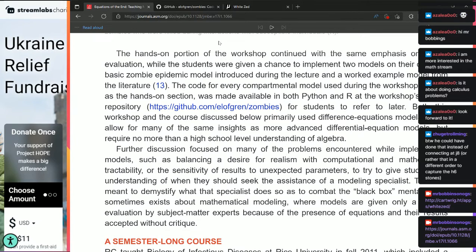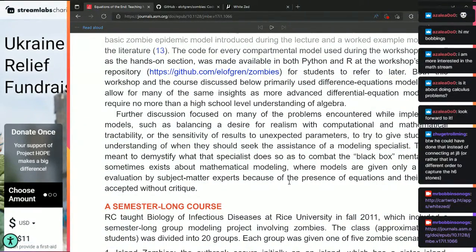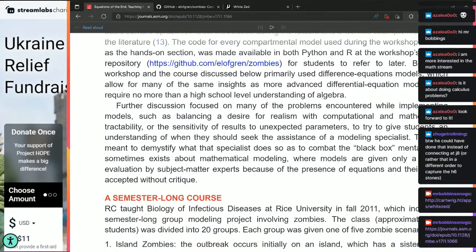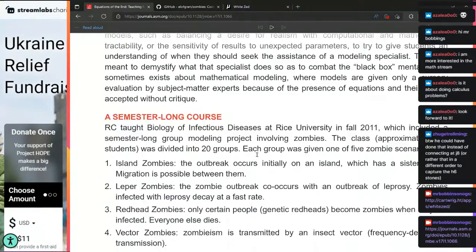This was meant to demystify what that specialist does, so as to combat the black box mentality that sometimes exists about mathematical modeling, where models are given only a cursory evaluation by subject matter experts because of the presence of equations, and their results accepted without critique.